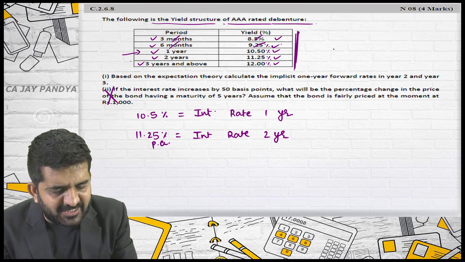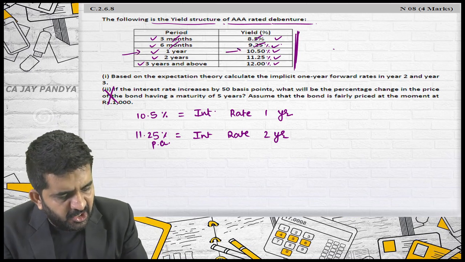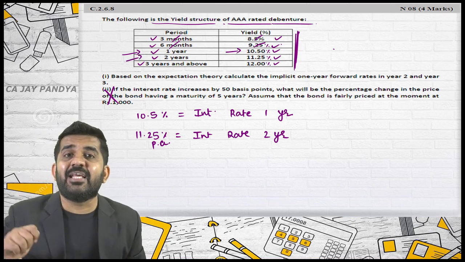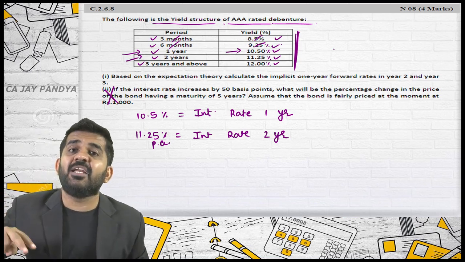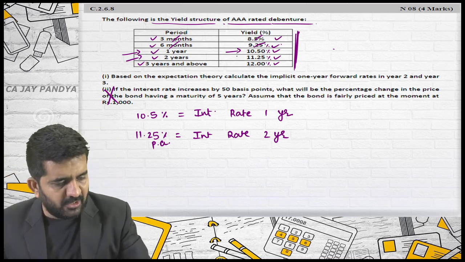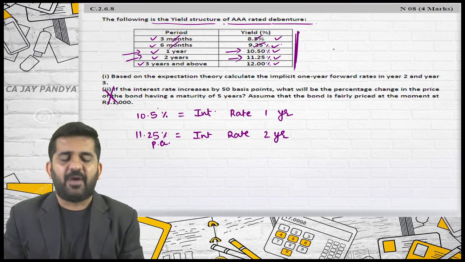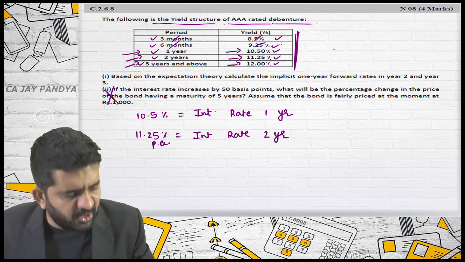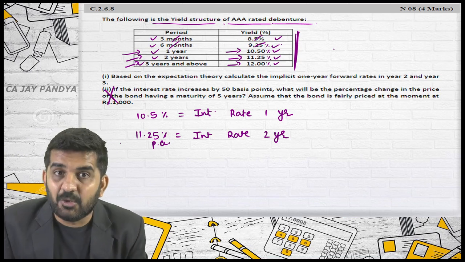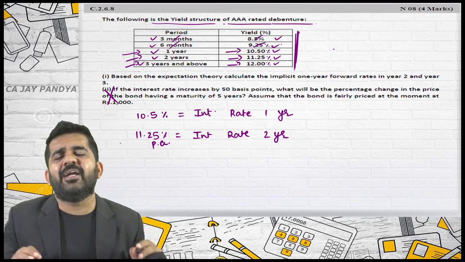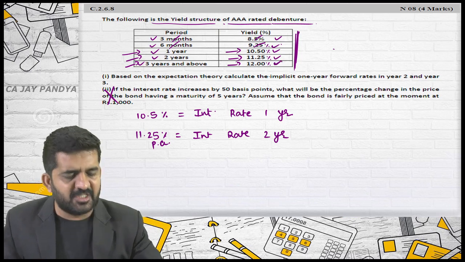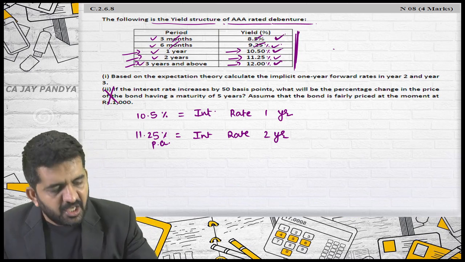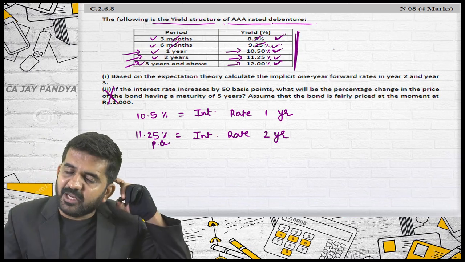If you are investing in this debenture for 1 year, your return on investment will be 10.50%. If you are investing for 2 years today, your rate of interest will be 11.25%. If you are investing for 3 or more years, your rate of interest per annum will be 12%. These are normal rates which you will be getting. If you are a long-term investor, you will be getting 12%. If you are a short-term investor, you will be getting 10.5%. If you are a very short-term investor, you will be getting 8.5%.